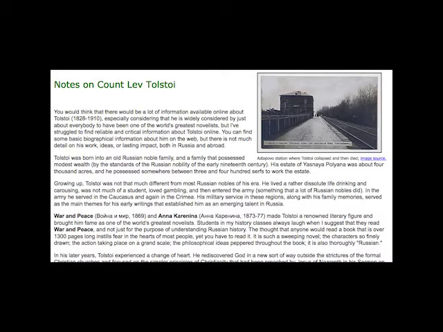Tolstoy is one of the giants of Russian history, and he's also a giant of world literature. He's one of the most important intellectual figures in Russian history, and of course, everybody has heard of his two novels, War and Peace and Anna Karenina.